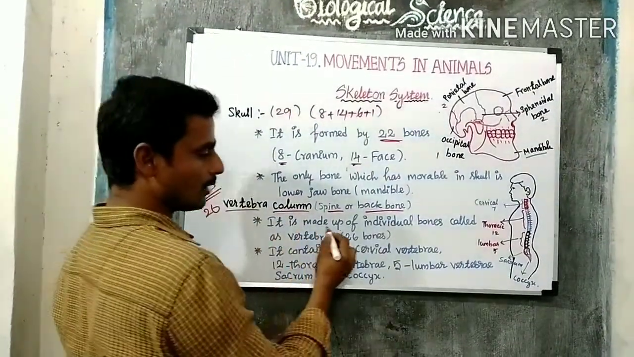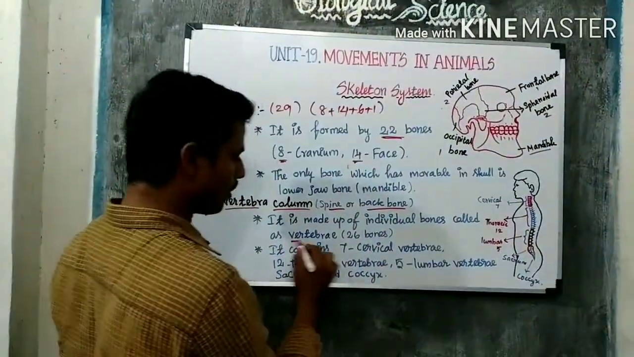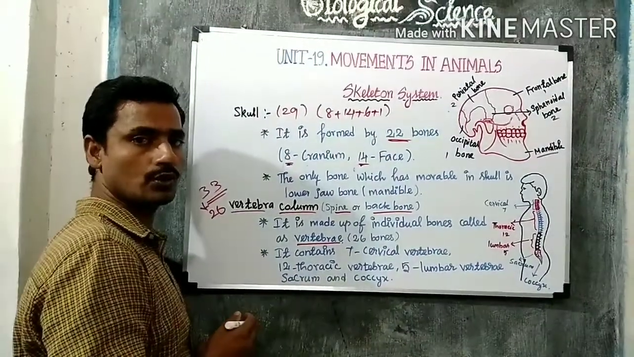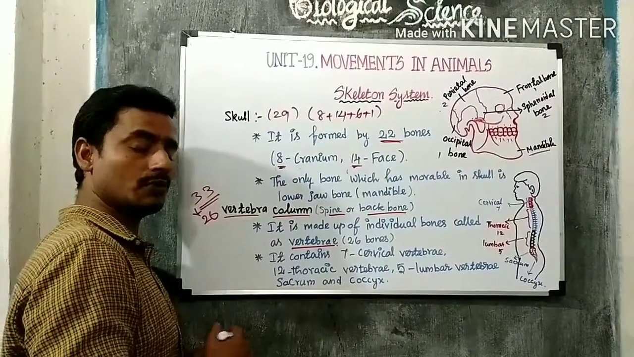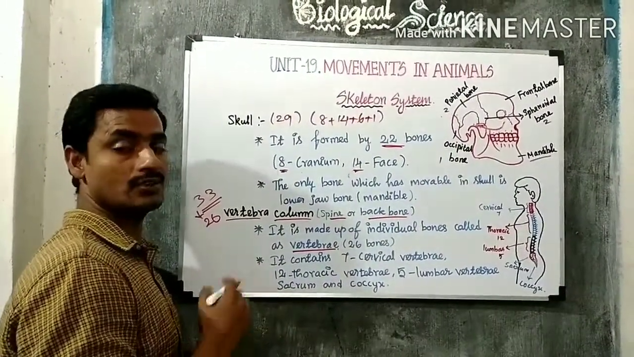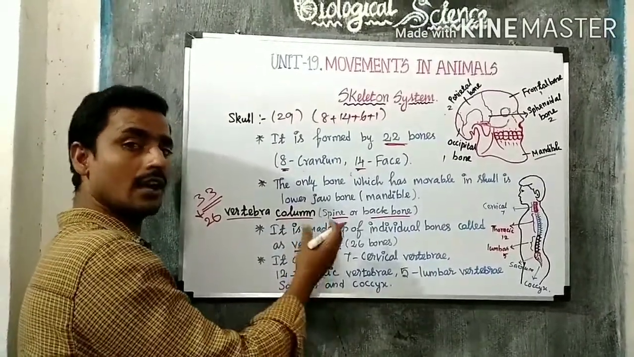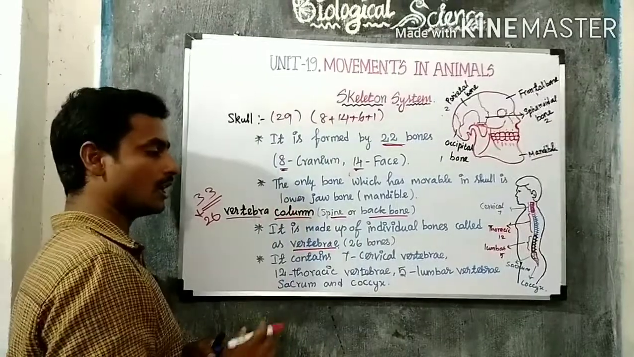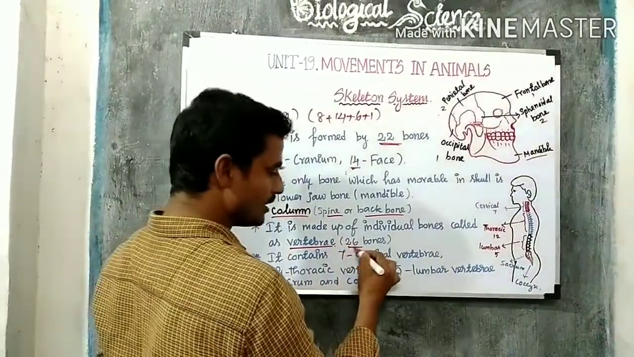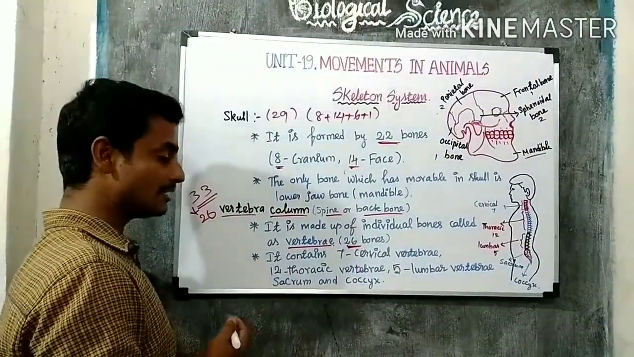The vertebral column is made up of individual bones. They are called vertebrae. In singular form, we say vertebra, and in plural, vertebrae. They are the bones present in our vertebral column. Totally, we have 26 bones.